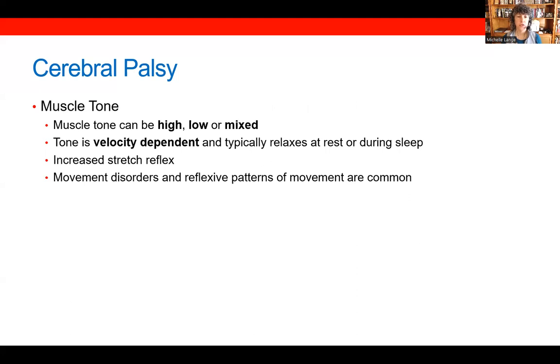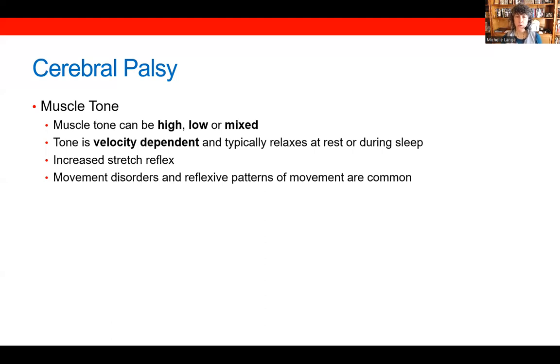In CP, muscle tone can be high, it can be low, and often is mixed. So we might see high tone in the extremities, low tone in the core, and that's a mixed presentation. And it can make seating very challenging.